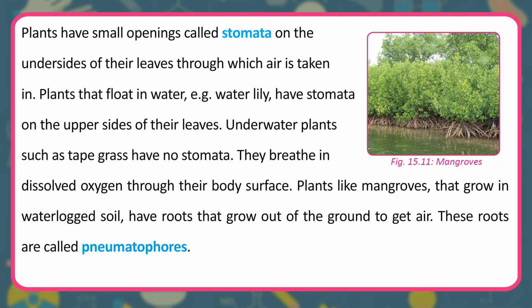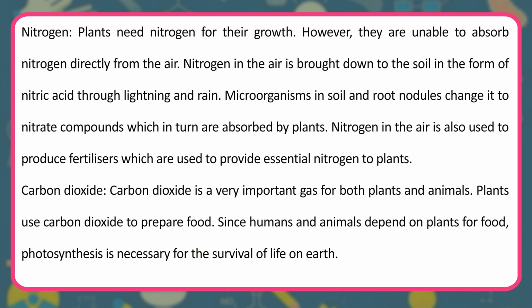Plants like mangroves, that grow in waterlogged soil, have roots that grow out of the ground to get air. These roots are called pneumatophores. Nitrogen.